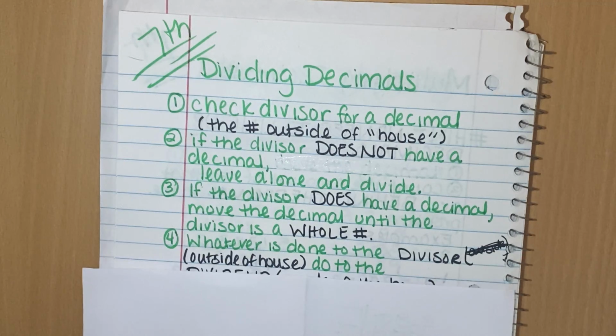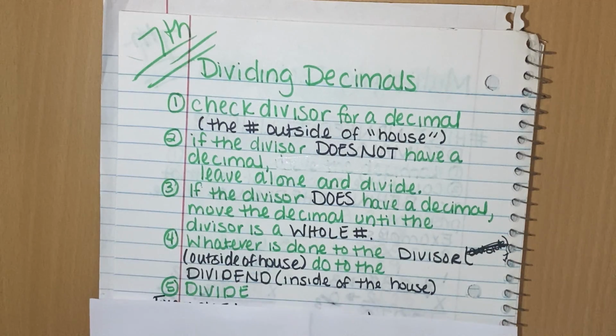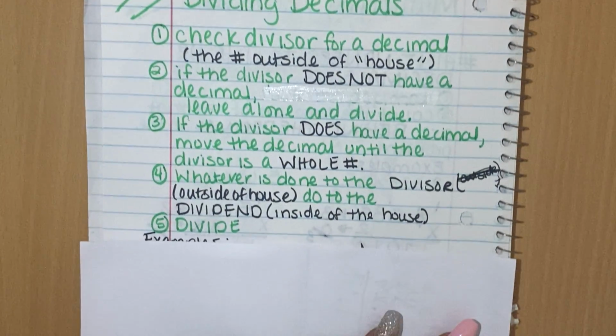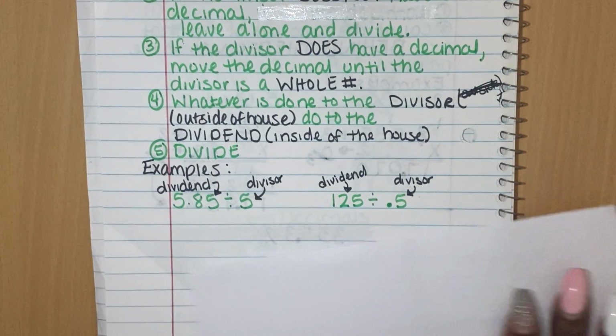Whatever is done to the outside of the house, or the divisor, you have to do to the inside of the house, or the dividend, okay? And then after you do all of that, you will divide the numbers. Now, let's get a few examples under our belt, okay?